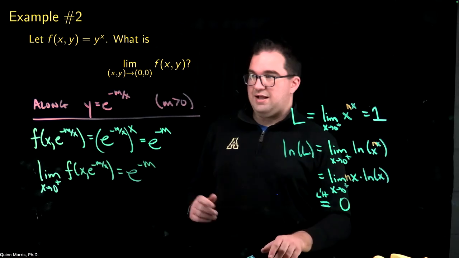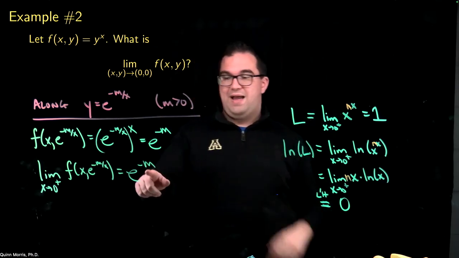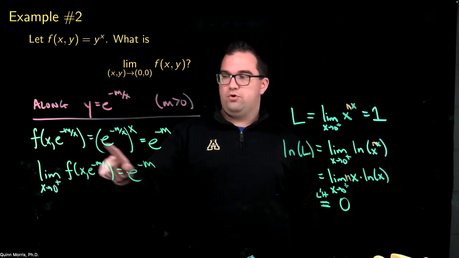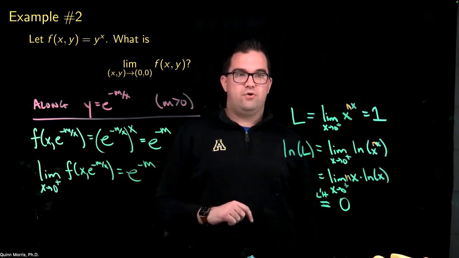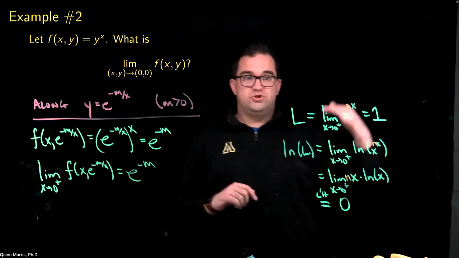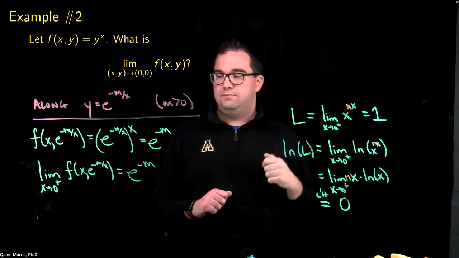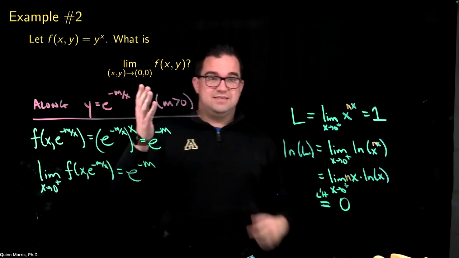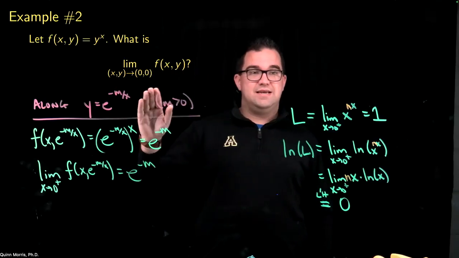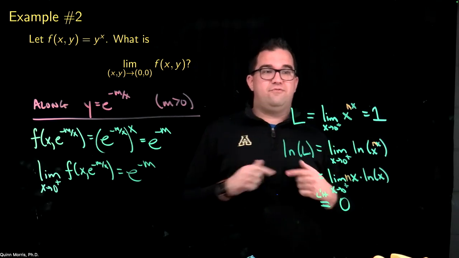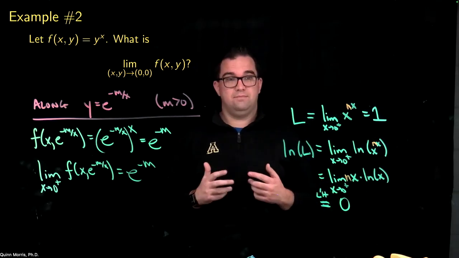So what you see is that actually there is a whole host of paths of the form e to the minus m over x, along which your function is constant but has different constant values. Okay, so here again in this example, the limit fails to exist because the limit along different paths is different.